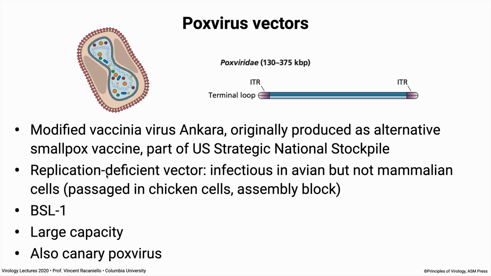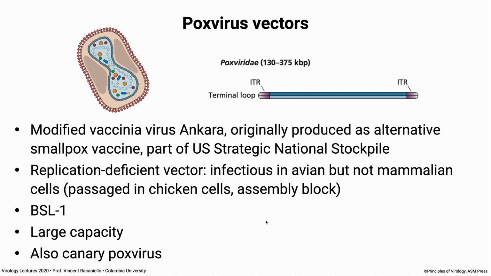This is a replication deficient vector. It was passaged extensively in chicken cells, and they selected a virus with an assembly block. So you can grow up stocks in bird cells, but not in mammalian cells. It will go in, but not replicate. And so it's a great vector. This can be worked on under BSL-1 conditions, very safe, and has a large capacity, so we can put big genes in here. We know how to make lots of it and purify it. And another version, canarypox virus, has been used in the same way.